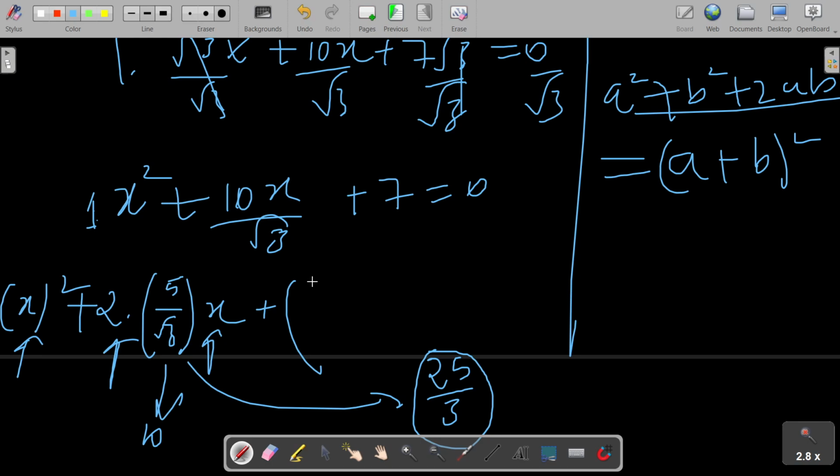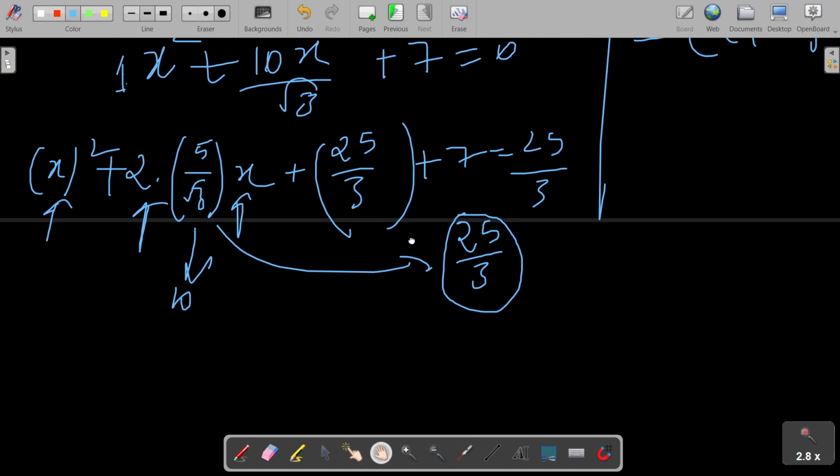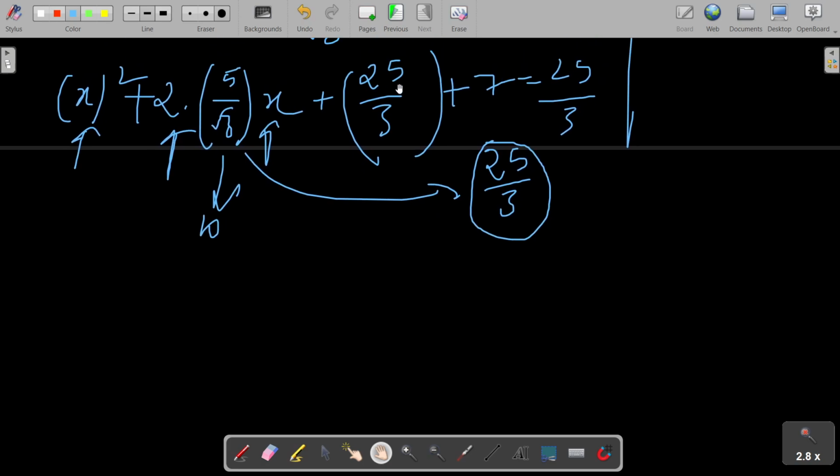So what I'm going to do is add, we do not have this term in this expression. So I'm going to add this on both sides. Add 25 over 3 on both sides of this equation. 7 plus 25 over 3. So 25 over 3 is 5 over root 3 whole square. So this becomes x plus 5 over root 3 whole square.